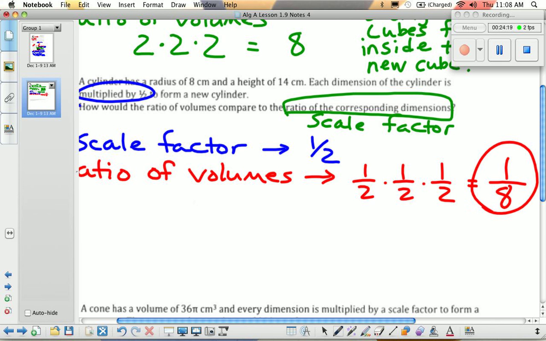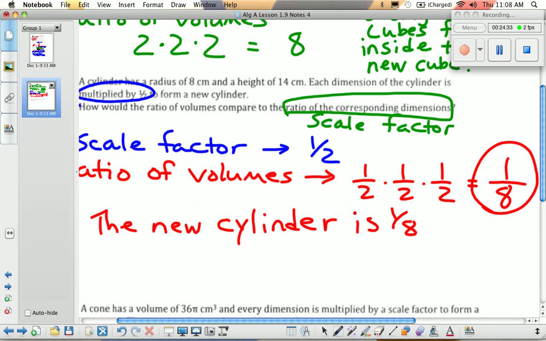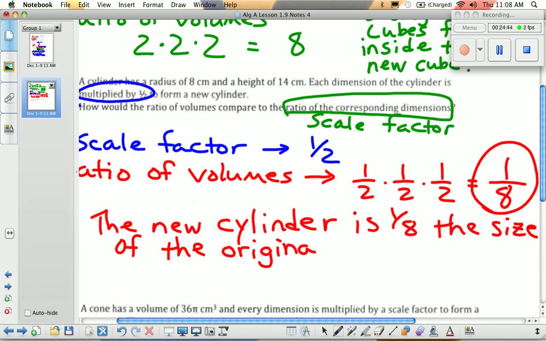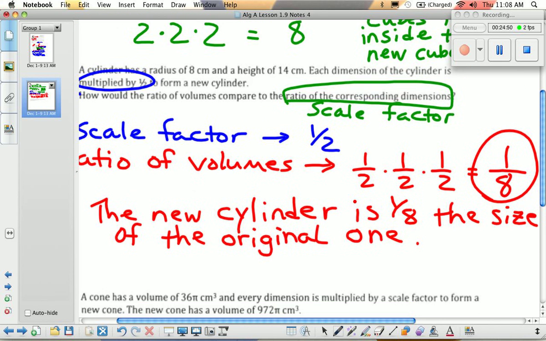What does that tell us? And the new cylinder is 1/8 the size of the original one. Yeah, 1/8 the size of the original one. It got a little bit smaller, didn't it? It didn't get half as big. It's 1/8 as big.